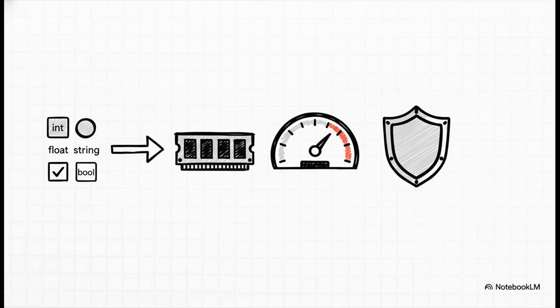And this is why this all matters so much. This isn't just about getting it right. The choices you make here, using an integer instead of a float, for example, directly impacts your program's performance. It changes how much memory it uses, how fast it runs, and how reliable it is in the long run. Getting this right is a truly fundamental skill.